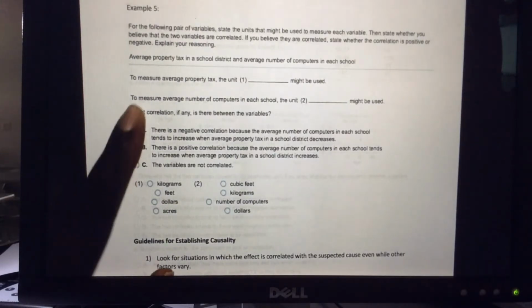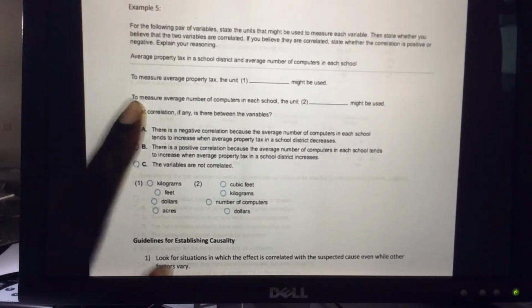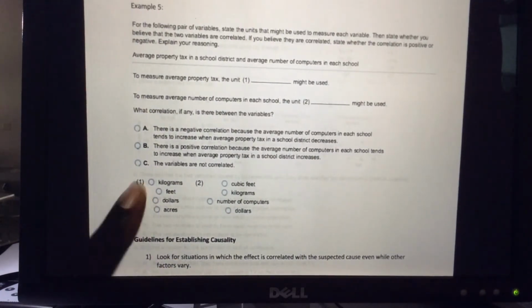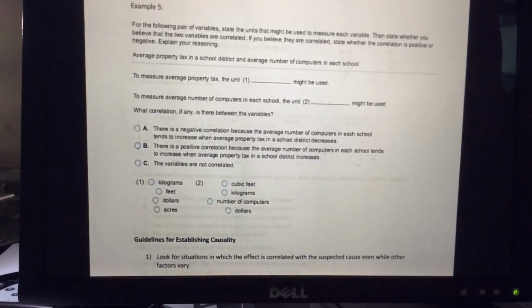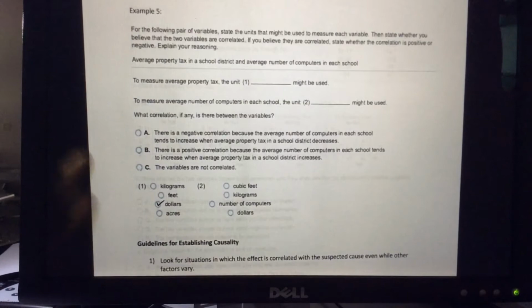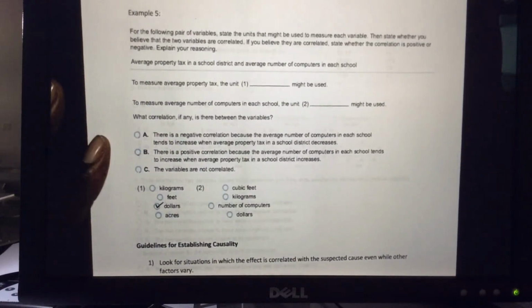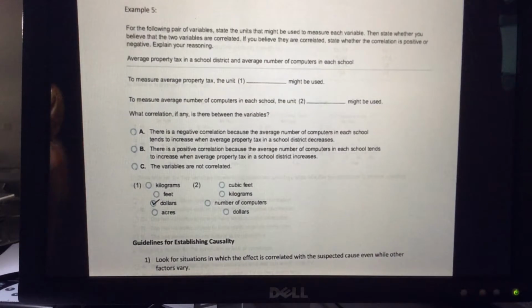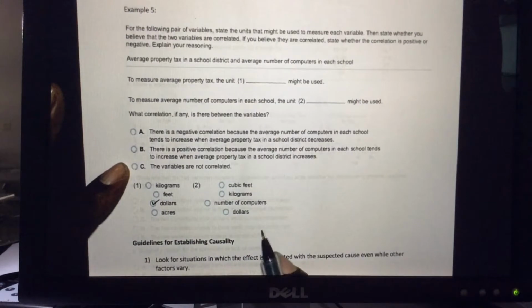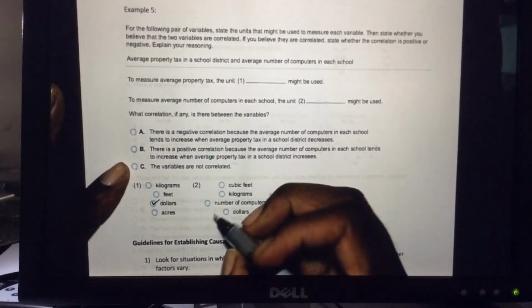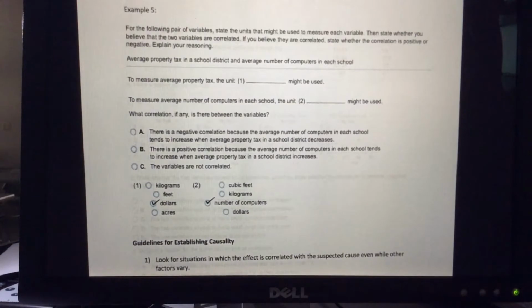Okay, if we're going to measure average property tax, one of these units will have to be used. And taxes, of course, is going to be in dollars, so we'll use the unit of dollars. And to measure the average number of computers in each school, then one of these will have to be used. Average number of computers will have to be, obviously, the number of computers from this choice. Okay? And then next would be, what will be the correlation, if any, between those two variables?